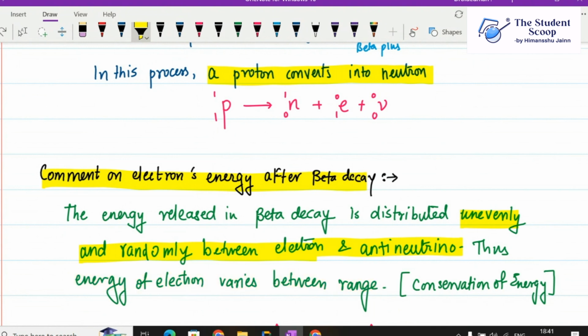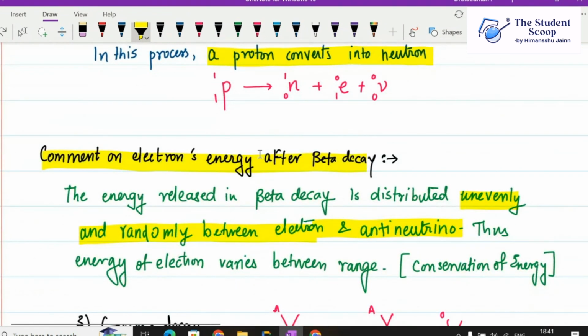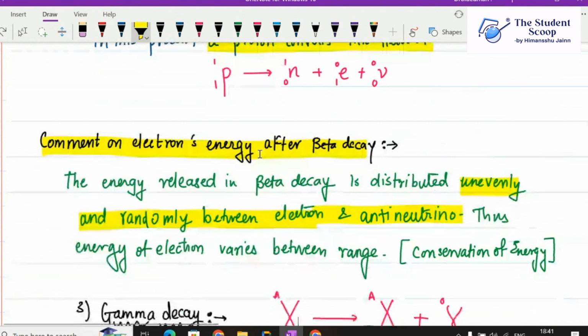Okay, because an electron can have a max energy and a minimum energy, but it always comes in a range, because the sharing is uneven and random. So this is an actual question that comes in a question paper. So remember this important part.